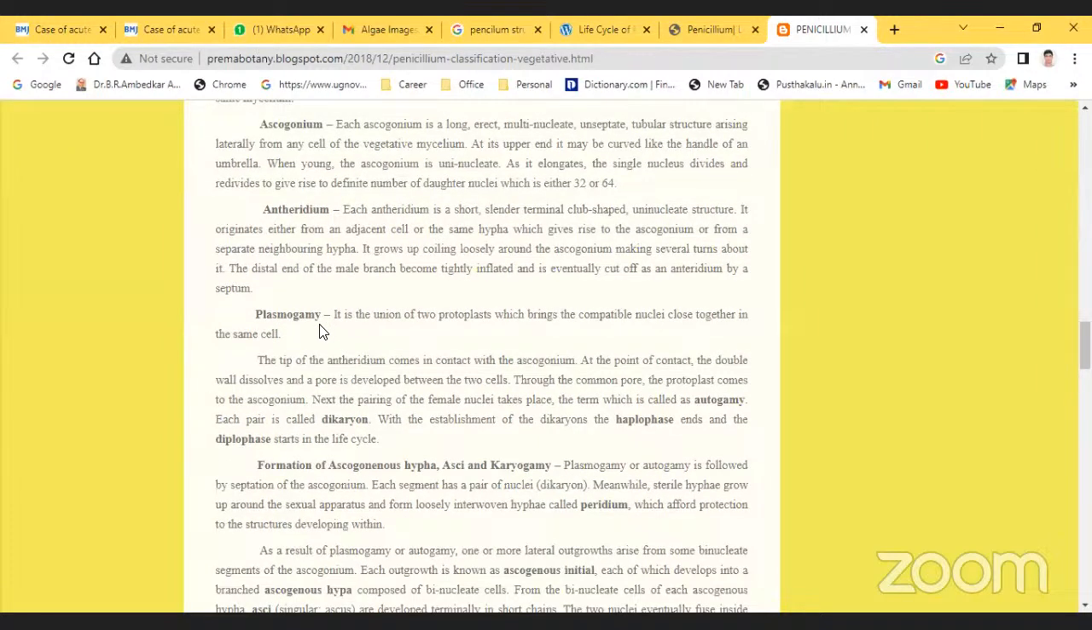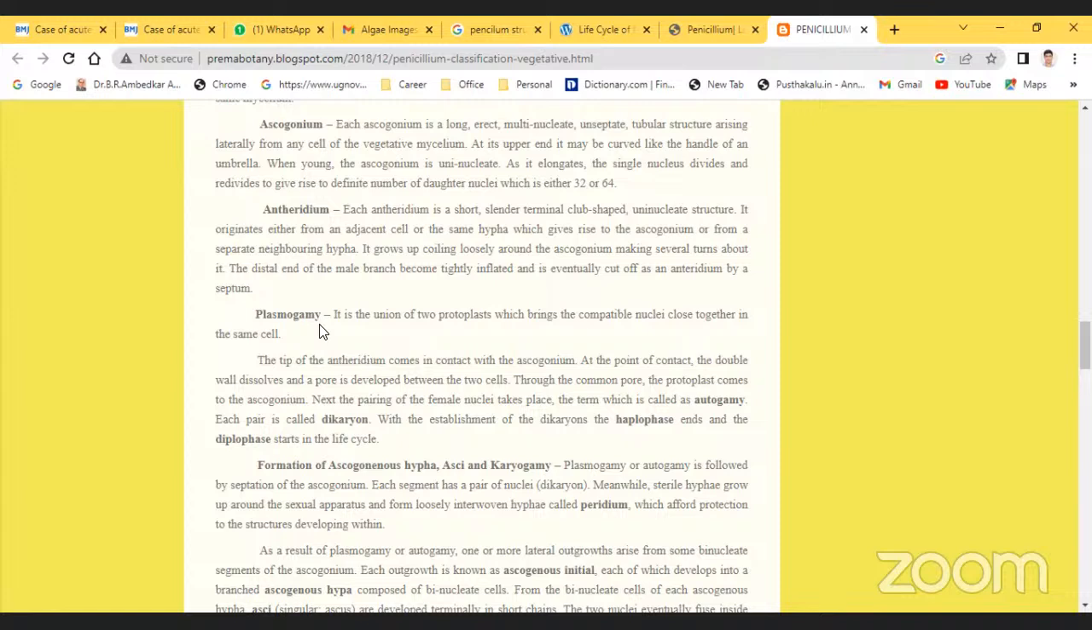Next, plasmogamy. It is the union of two protoplasts, which brings compatible nuclei close together in the same cell. The tip of the antheridium comes in contact with the ascogonium. At the point of contact, the double wall dissolves and a pore is developed between the two cells. Through the common pore, the protoplast comes into the ascogonium.